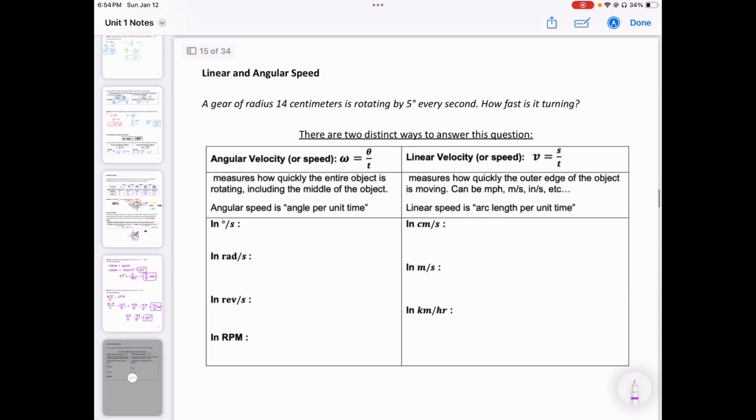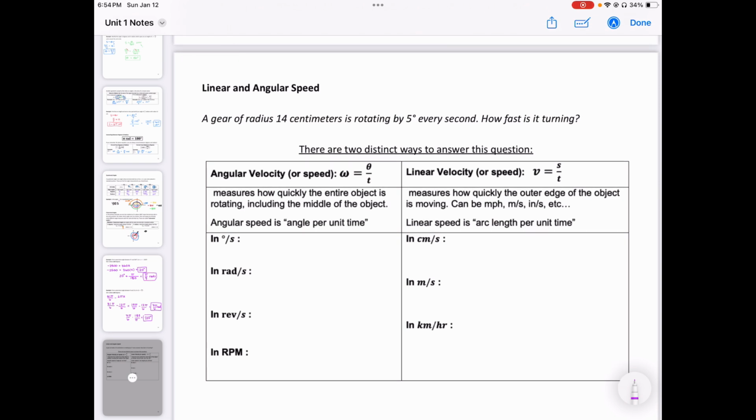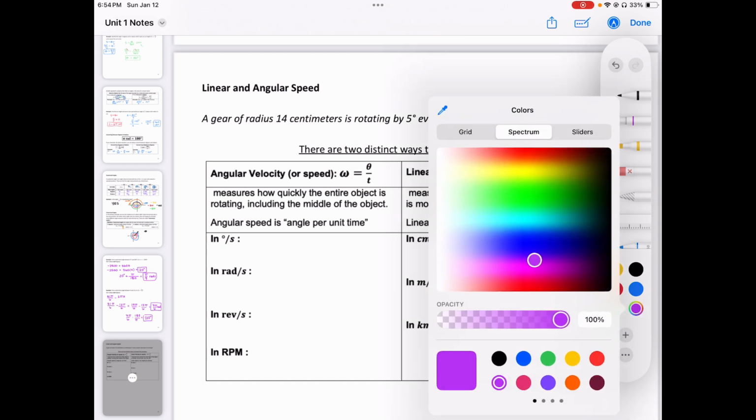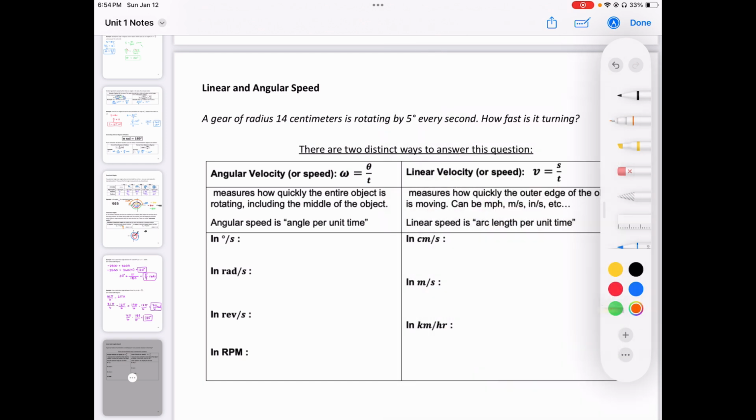Okay. And last, we're also going to talk about linear and angular speed, which will be much more relevant when you take a physics class, but we kind of touch on it slightly in pre-cal. And there are multiple ways to calculate speed. Okay, there is linear speed, and there is linear velocity, and there's angular velocity. So, looking at the scenario, there's a gear. It has a radius of 14 centimeters, and it's rotating 5 degrees every second. How fast is it turning? There are two ways to answer that. It could be angular or it could be linear.